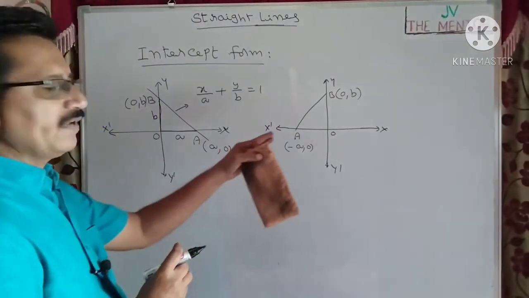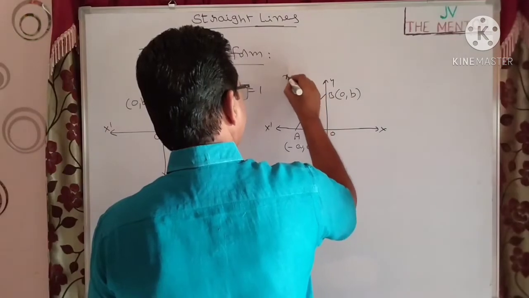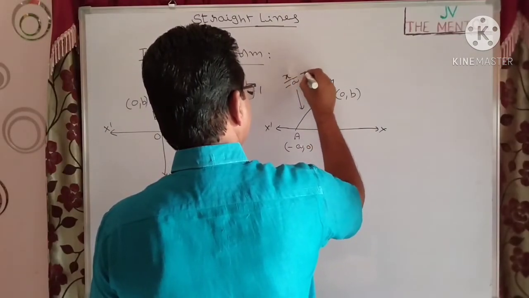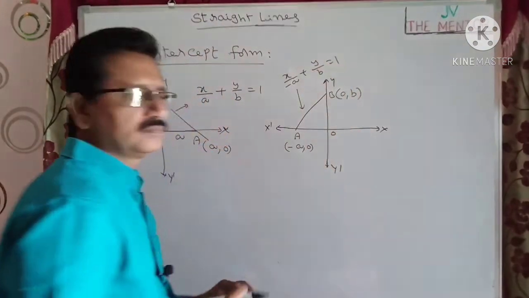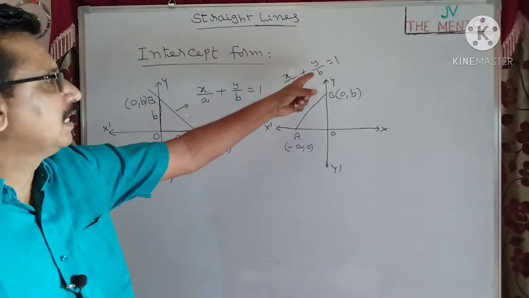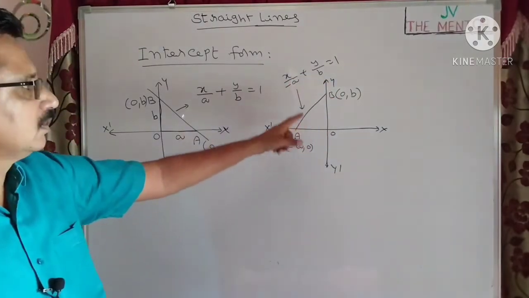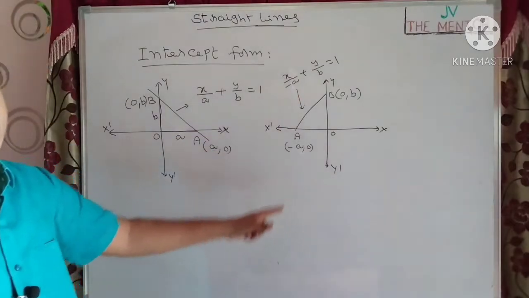Now what is the equation of the straight line in intercept form here? X by minus A plus y by B equal to 1. X by minus A in the second quadrant. X by minus A plus y by B equal to 1. The line intersects the coordinate axes in the second quadrant.